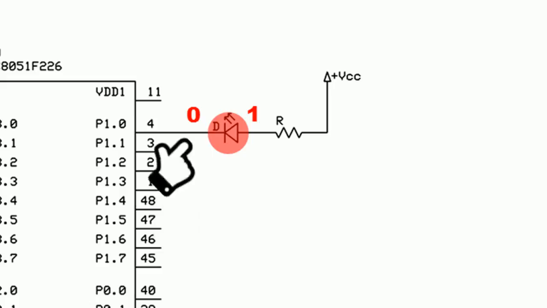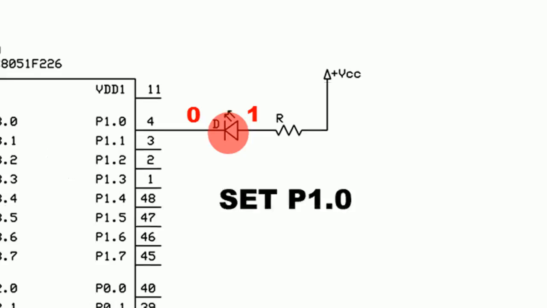The logic at this point is determined by the signal that is outputted at P1.0. The set bit P1.0 instruction sets P1.0 to 1. The LED turns off. The clear bit P1.0 instruction clears P1.0 to 0. The LED turns on.